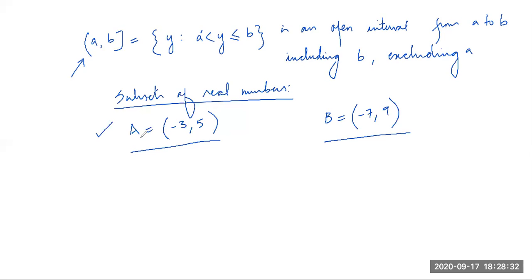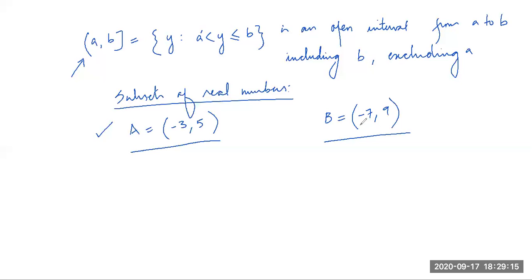Ishma, if A is a set equal to the bracket minus 3 comma 5 bracket closed, what does it mean? It means the value will be between minus 3 and 5. Correct. Value of what? Value of all the elements of A. And they will not be equal to minus 3 and 5. Ishma is right, they will not be equal to minus 3 and 5, in this case.